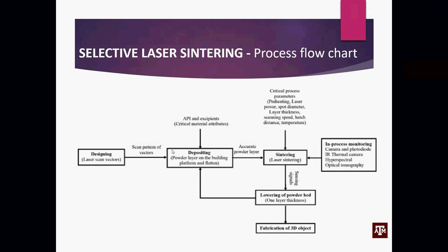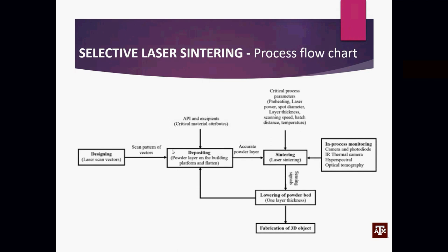The distance between the laser hatch lines and the powder layer thickness also affects the process. So these are called critical process parameters. How can we monitor all of this? For in-process monitoring, we can use a camera, a photodiode, or an IR thermal camera. We can also use hyperspectral imaging or optical tomography.